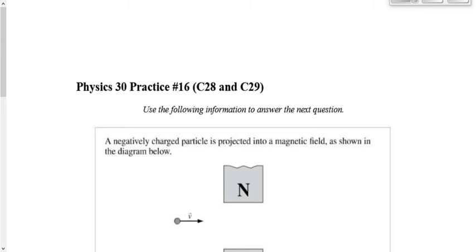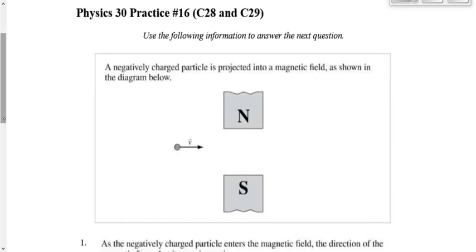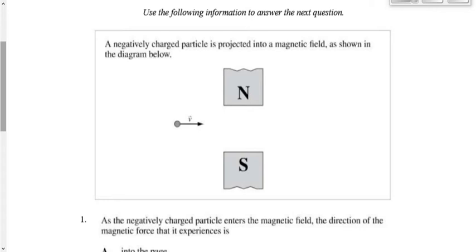Have a look at practice question set number 16 that was due today. Starting with question number 1, it says a negatively charged particle is projected into a magnetic field as shown in the diagram below. We want to find out what the direction of the force on this particle is. So first we got to look at the fact that it's a negatively charged particle traveling to the right. The velocity is to the right.